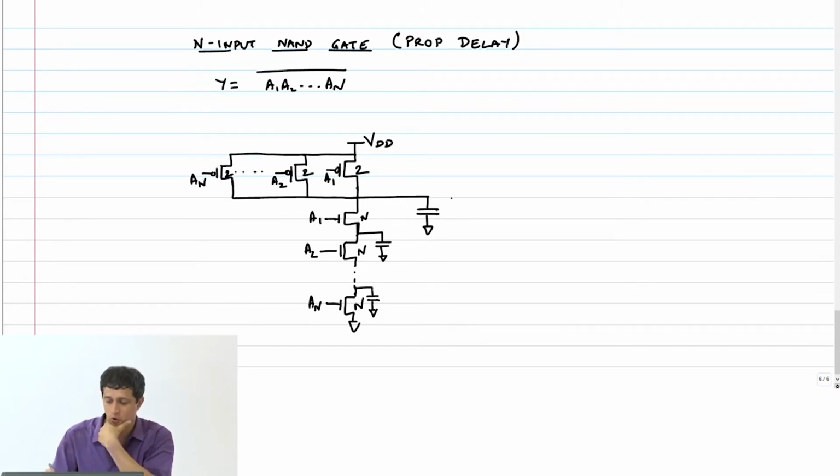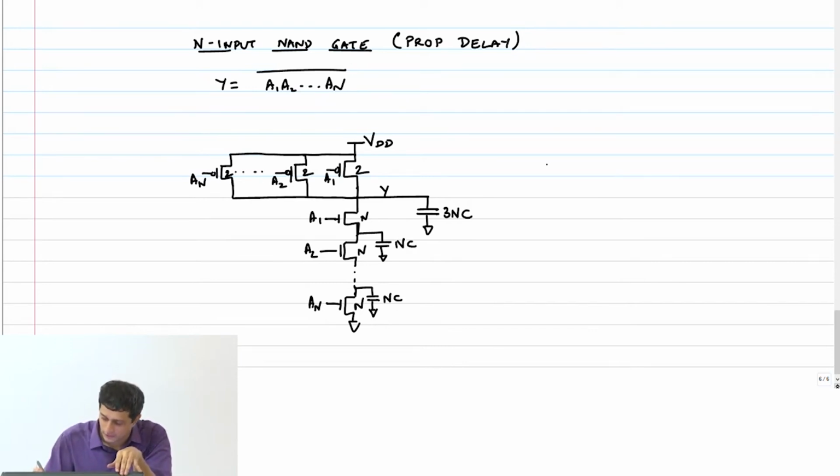So what's the total output capacitance? 3N into C. What's the intermediate capacitance of each of those nodes? NC. They are all shared uncontacted diffusions.